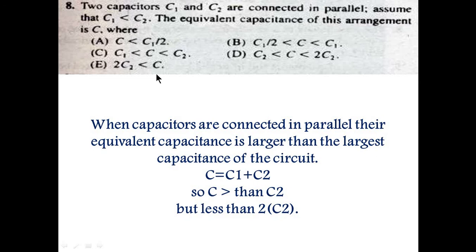So here the combination is parallel, so the equivalent capacitance would be found by simply adding all the capacitances in the circuit. So C is equal to C1 plus C2. So now the equivalent capacitance would be greater than even the greatest capacitance of the circuit. So option D is the exact option.